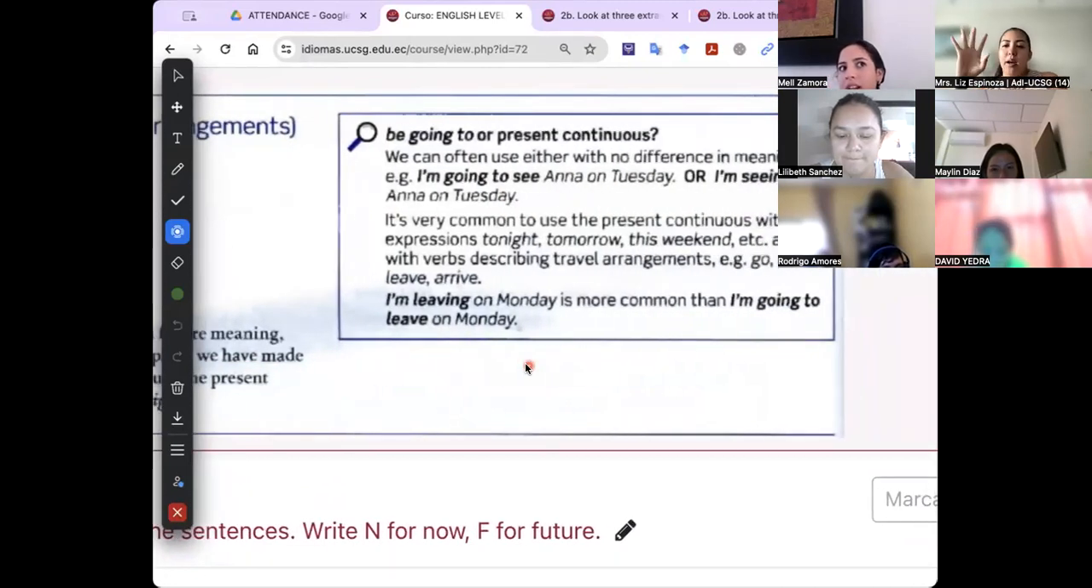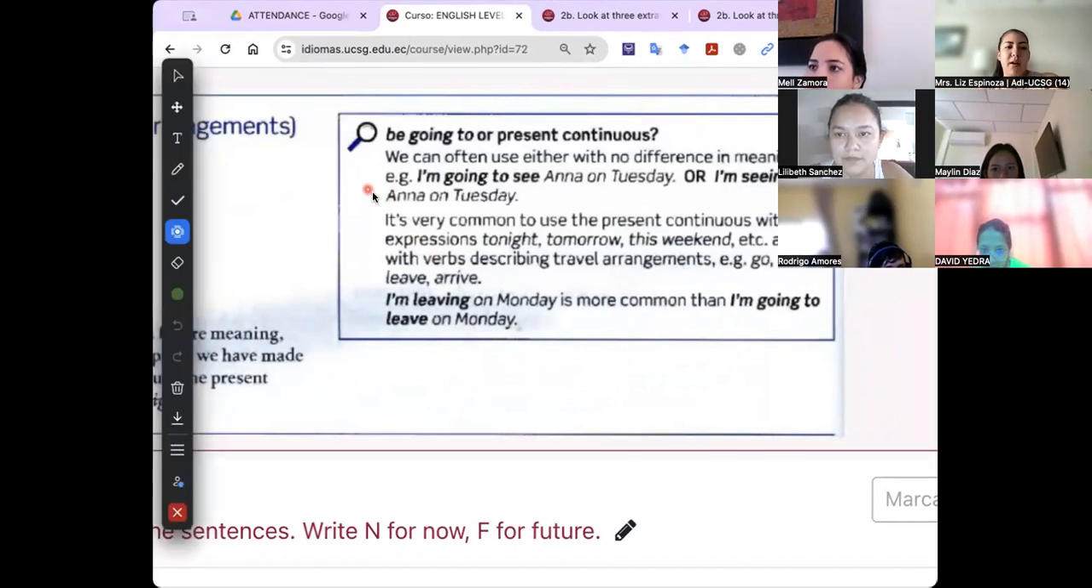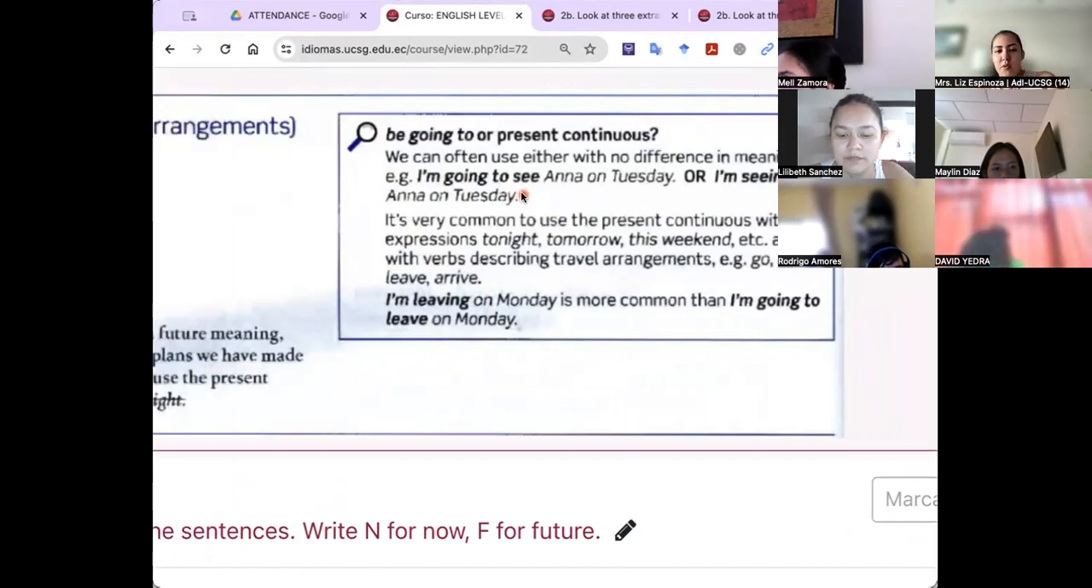Here we have important information about be going to and present continuous. Okay, so Gabby, please help me reading the first paragraph until on Tuesday. Read it, please. Be going to or present continuous.